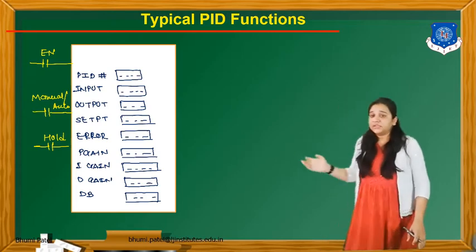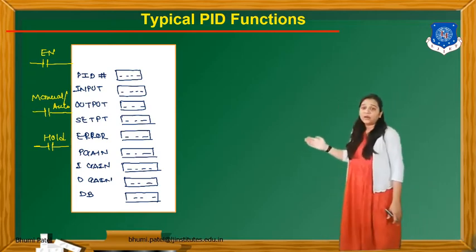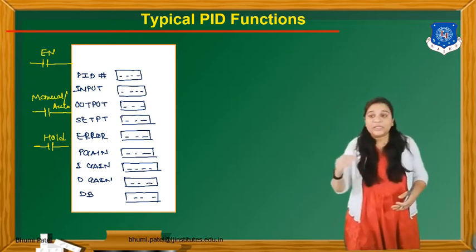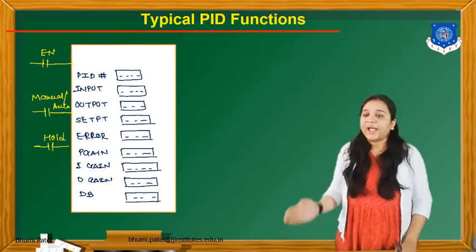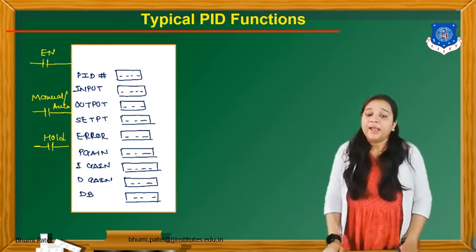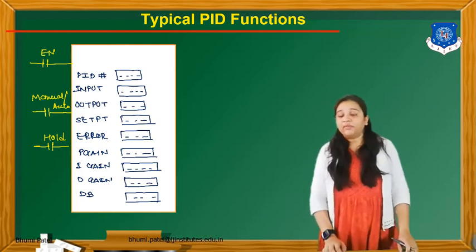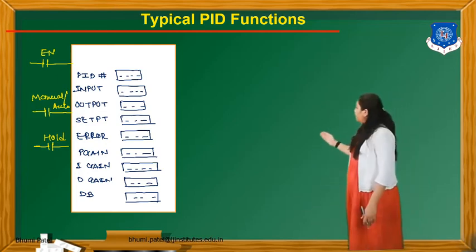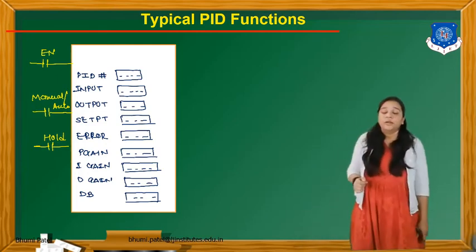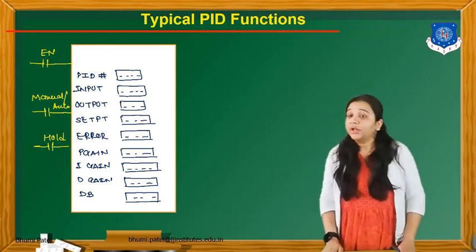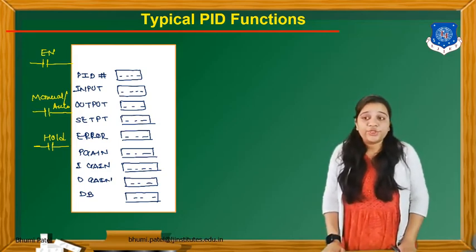If error is there, we can minimize the error. Then we can set the P gain, proportional gain, I gain, meaning integral gain, and D gain, meaning derivative gain. And then we can also set the dead band of this particular system. So this is the most important advantage of the PLC software.